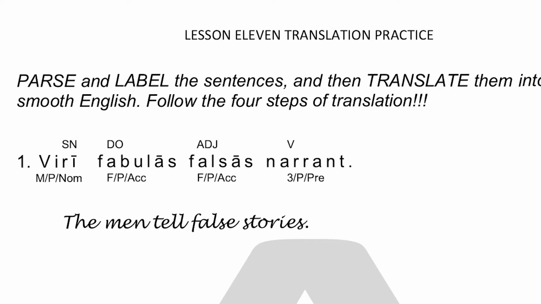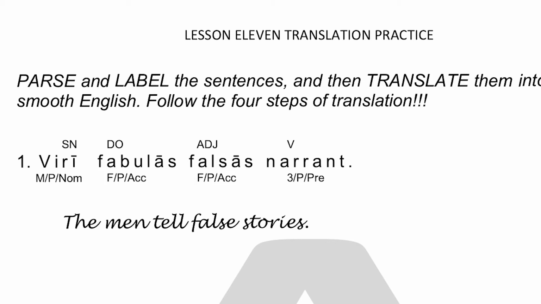First, we find the verb and parse it. Then we parse all the nouns and adjectives. And then we label everything in the sentence, even those words that cannot be parsed. And then lastly, we translate the sentence into smooth English, which means we're going to have to rearrange the words into English word order. So let's look at our first sentence, which I've already done for you, but nevertheless I want to walk through it so that you understand everything that I've done here.